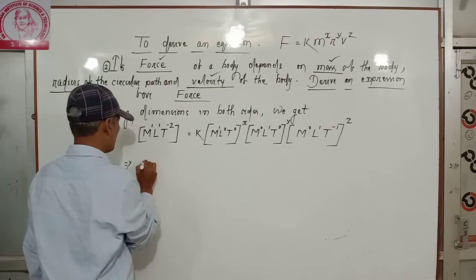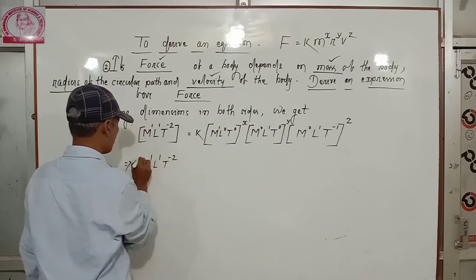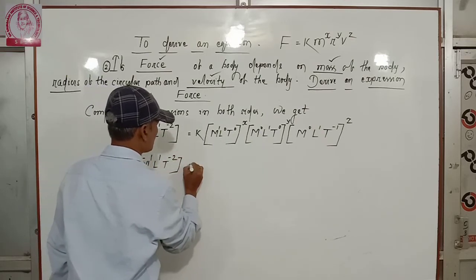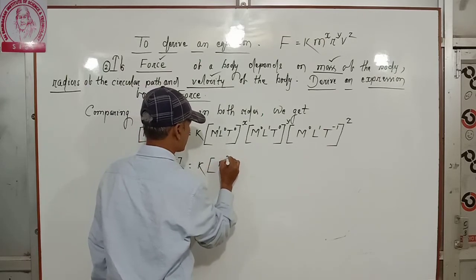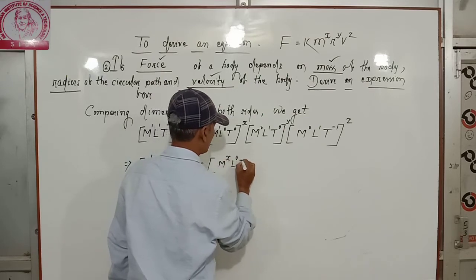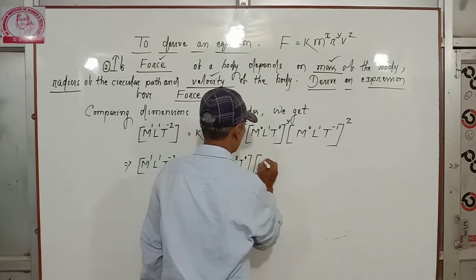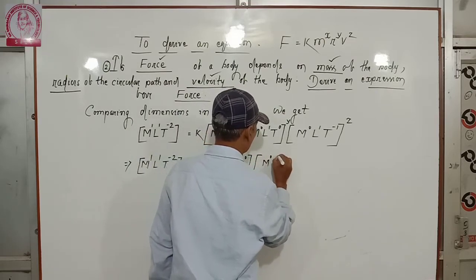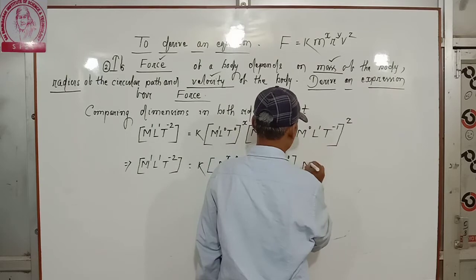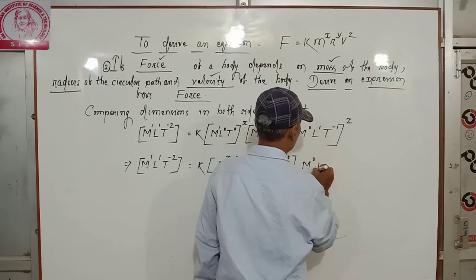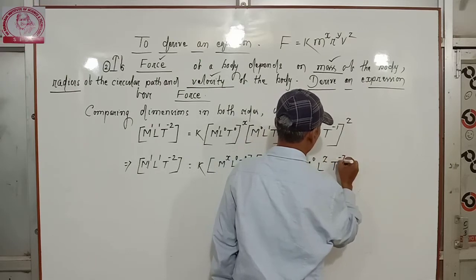Implies M to the power 1, L to the power 1, T to the power minus 2 is equal to k. Now this is M to the power x, L to the power 0, T to the power 0. Similarly, it is M to the power 0, L to the power y, T to the power 0, and it is M to the power 0, L to the power z, T to the power minus z.